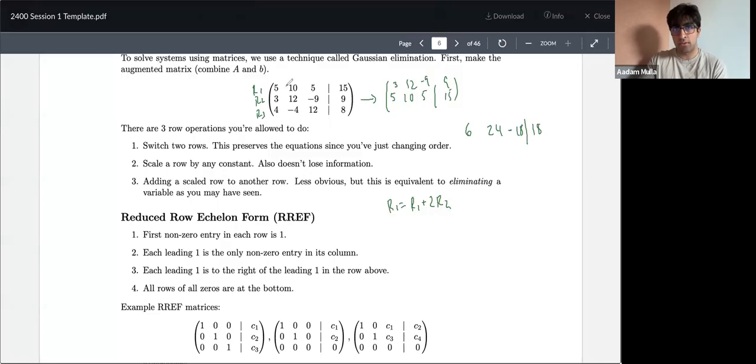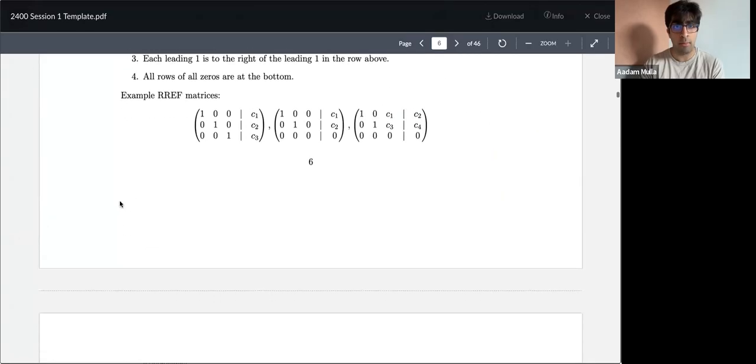So we're going to do 6 plus 5 equals 11. 10 plus 24 equals 34. 5 minus 18 is -13. And 15 plus 18 is 33. And then this is going to become our new row 1. All three of these operations are allowed, and that's how we're going to go from original form to row reduced echelon form. So let's do an example. I think next we're going to see an example of it happening.